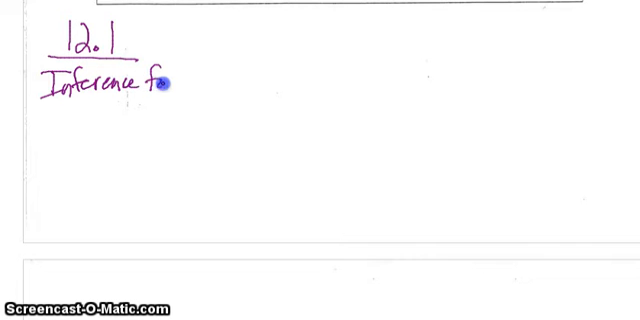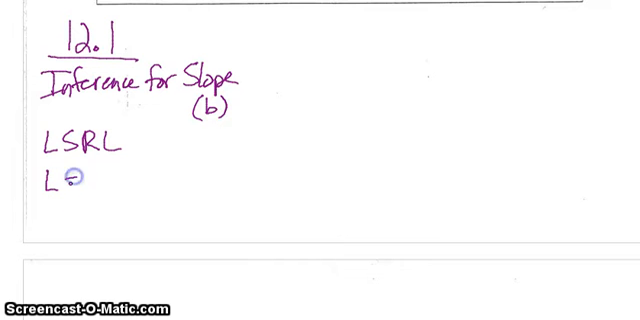Let's scroll down. 12.1 is all about inference for slope. And that is our b, which is an unbiased estimator for beta. Okay, so we're now dealing with LSRL, the least squares regression line. We're talking about b, we're talking about a significance test or a confidence interval. So that means we need to remember our acronym, LINER.